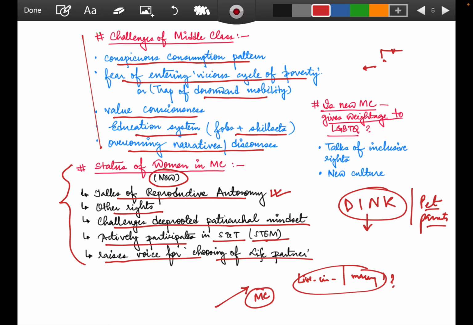In this manner you can also link the LGBTQ angle, where inclusive society or inclusive rights are being talked about in the new middle class sections. A new culture, they are calling it. So whatever ongoing things there are in society, always try to link them: I will take this topic, I will take that topic, and how can I draw a bridge between these two topics. So think and develop ideas in this manner.